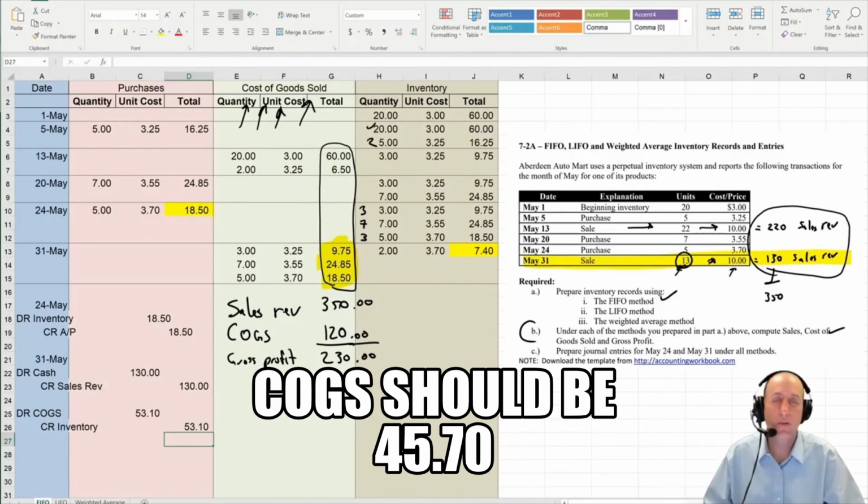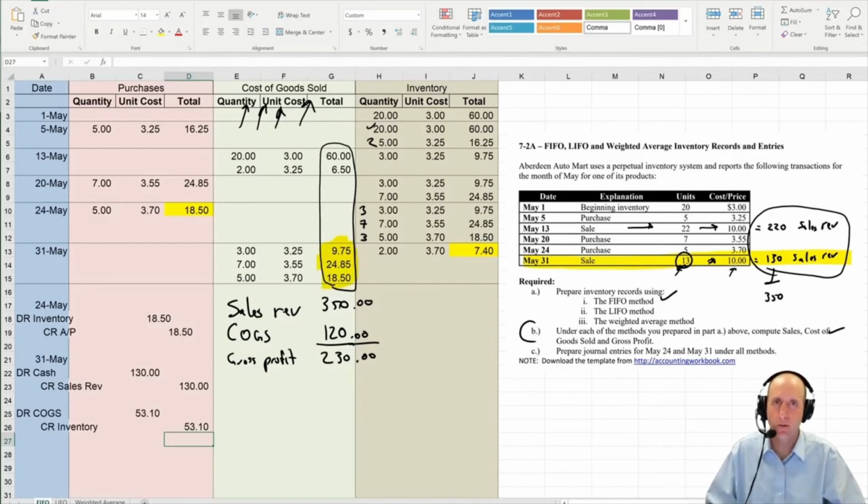So we've solved 7.2a using the FIFO method. Hope this has been helpful to you in better understanding FIFO. In our next video, we'll try the same problem, but we'll do LIFO. Stay tuned. Bye for now.